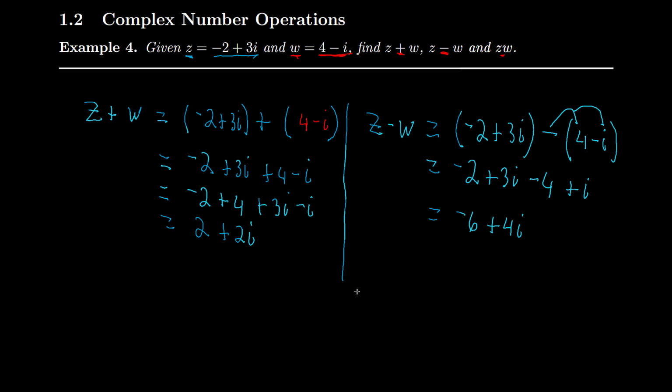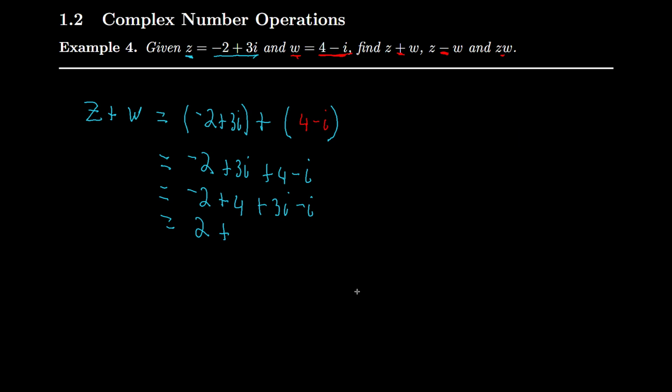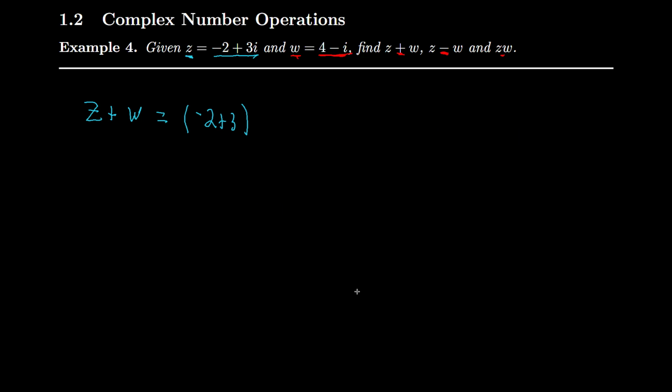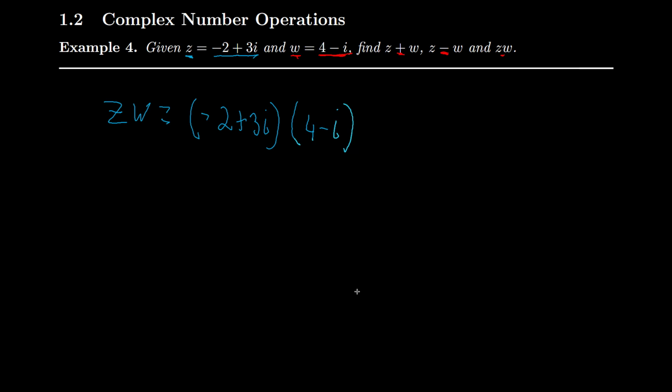So let's take a look at z times w, and let me just clear all this off real quick and see what we can do with z times w. So z times w, that is zw, is just negative 2 plus 3i times 4 minus i, like that.